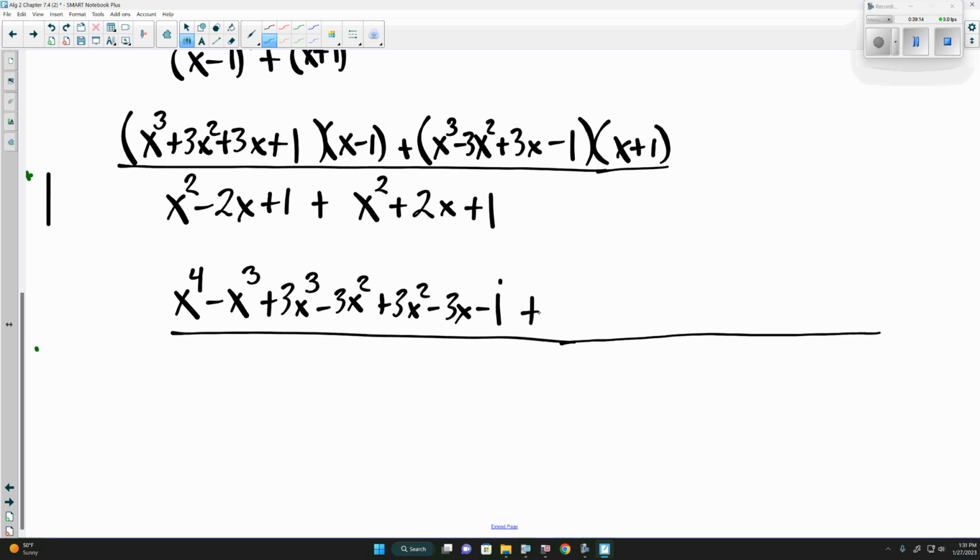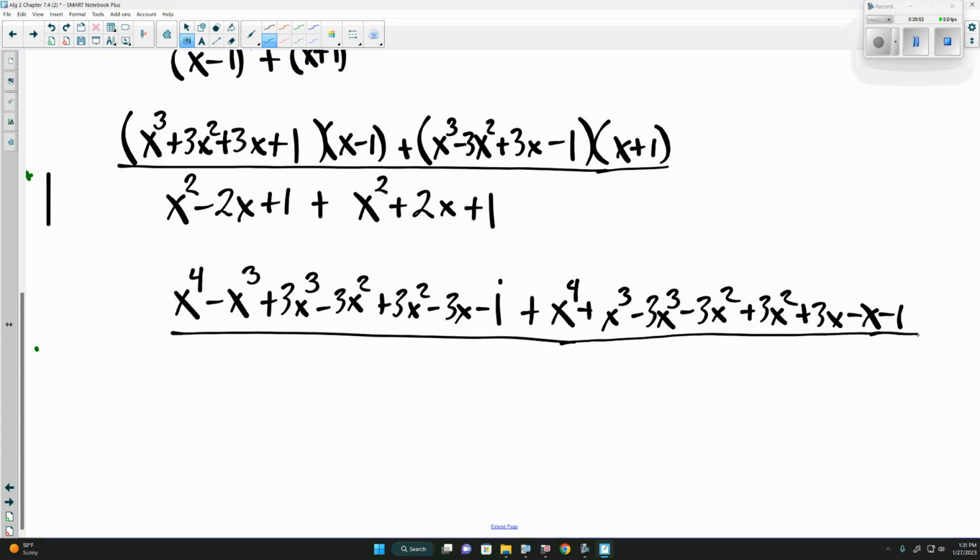Plus x cubed times x is x to the 4th. x cubed times 1 is plus x cubed. Negative 3x squared times x is negative 3x cubed. Negative 3x squared times 1 is negative 3x squared. 3x times x is plus 3x squared. And then 3x times 1 is plus 3x. Negative 1 times x is negative x, minus 1.